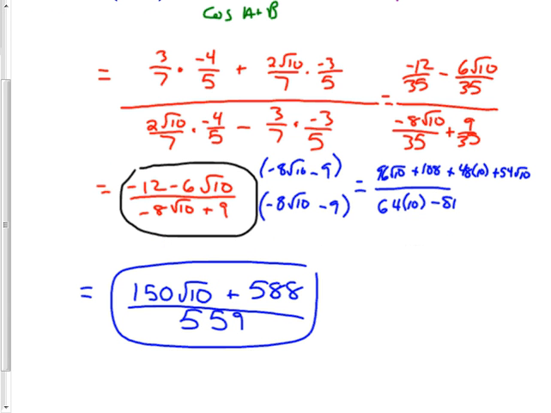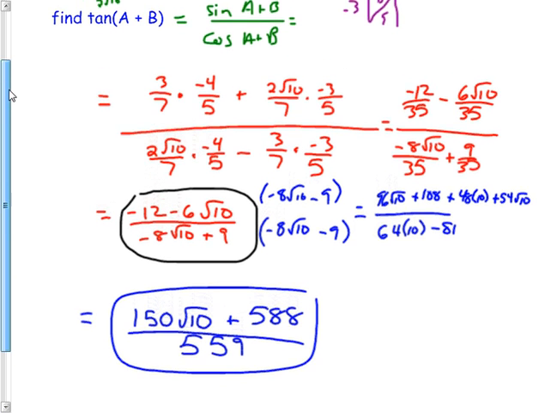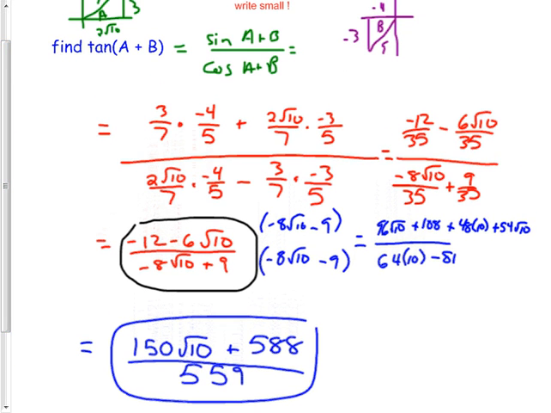Alright, so you should end up with 150 root 10 plus 588 all over 559. I promise the ones on the test usually aren't that bad. I mean, the numbers are a lot nicer. I just want to give you something like this because this is a worst case scenario where if you can muddle your way through this, you should be in pretty good shape.